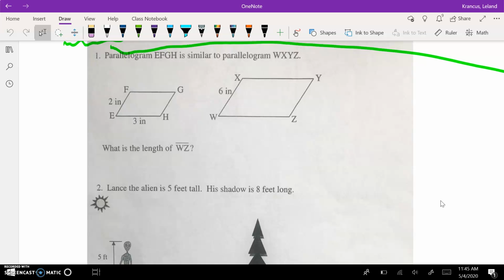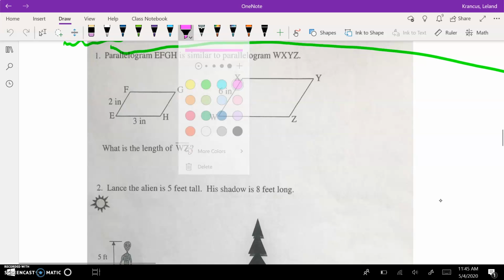So one of them is, remember, there's a couple different ways you can do these. You can write a proportion and cross multiply and divide, or you can use two corresponding parts to identify the scale factor and use that scale factor to find a missing part. So on this problem, first of all, always good to mark these up.